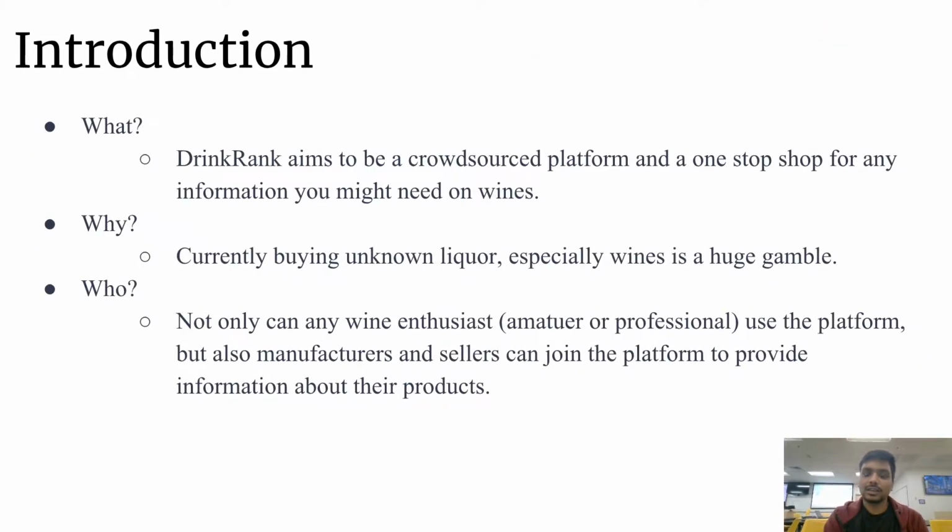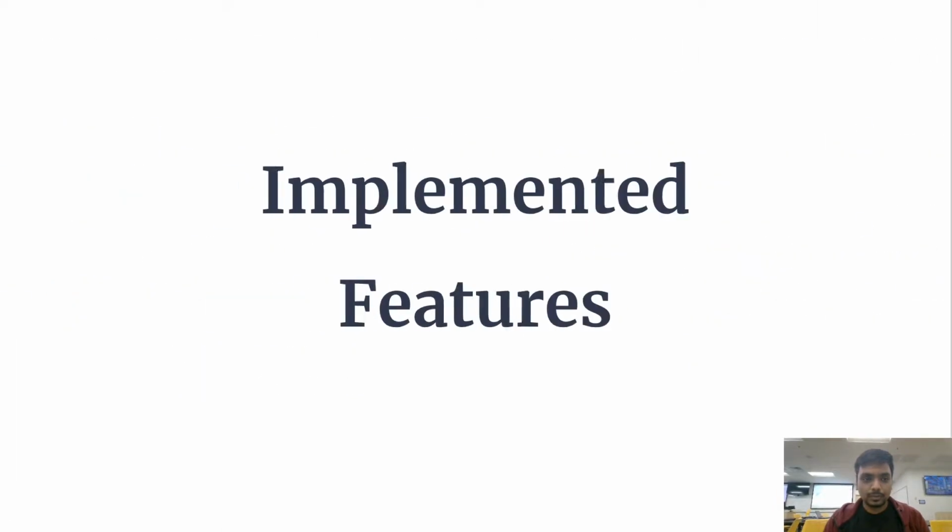Drink Rank is aimed to be a crowdsourced platform for wine products, where users can come in and rate each wine product and help each other gain information about the product. It is also meant to be a platform for manufacturers and sellers to come and showcase their offerings to the users and directly to the user community. I'm going to be going over the implemented features now.